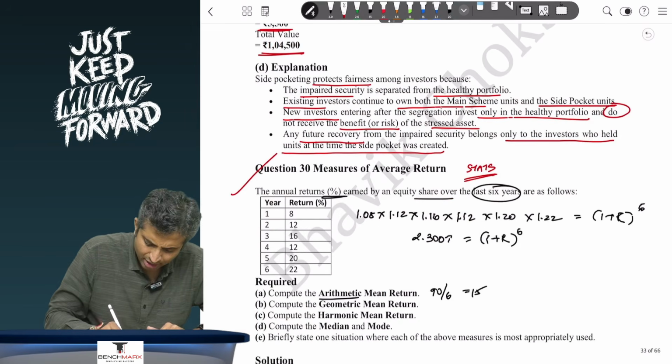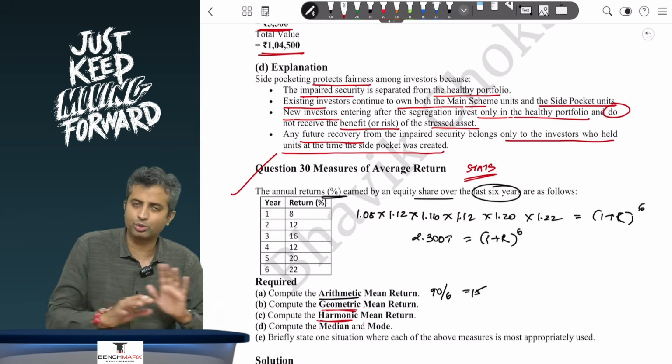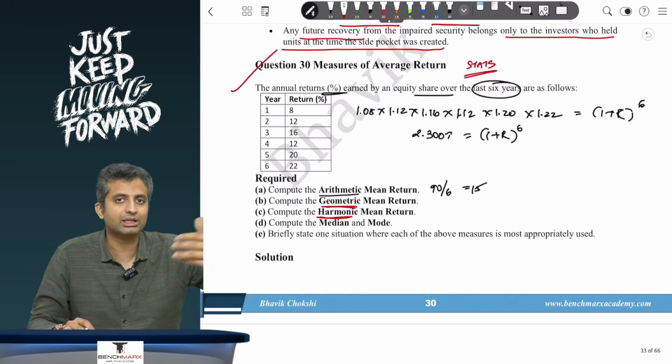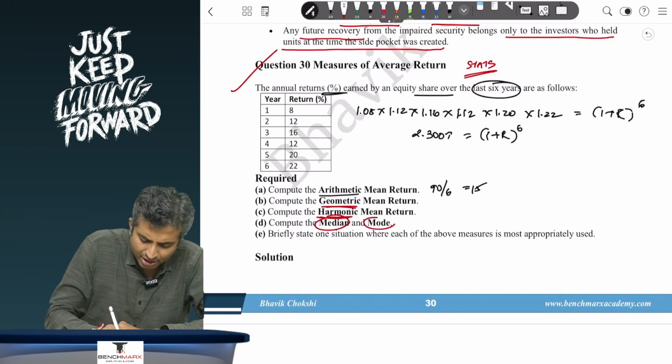Now over here, harmonic mean is asked as it is given, though it is not very popular to find percentage returns. Mostly it is used for the purpose of ratios. In a financial context, PE ratio, EV by EBITDA ratio can be done if specifically asked. Compute the median and the mode.